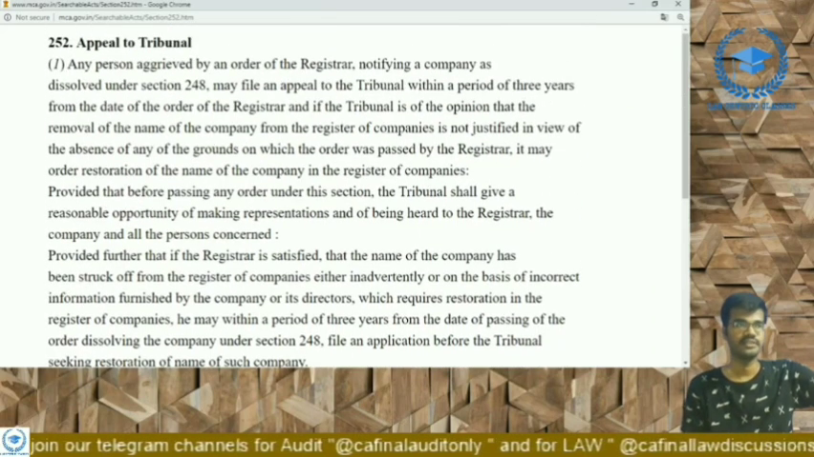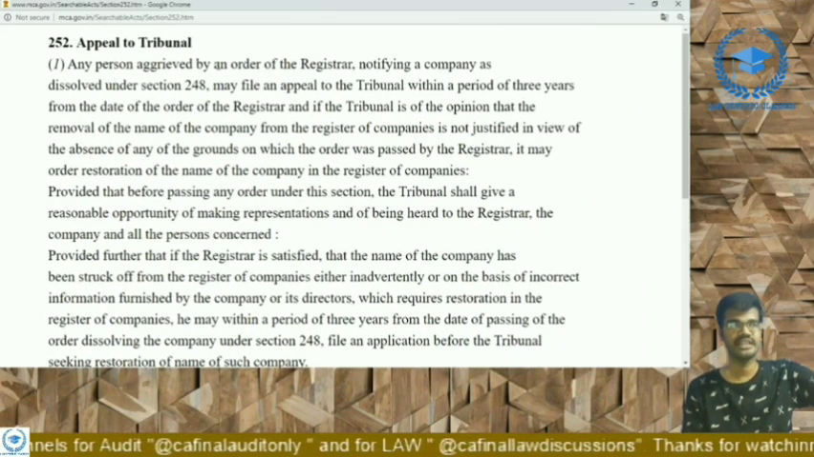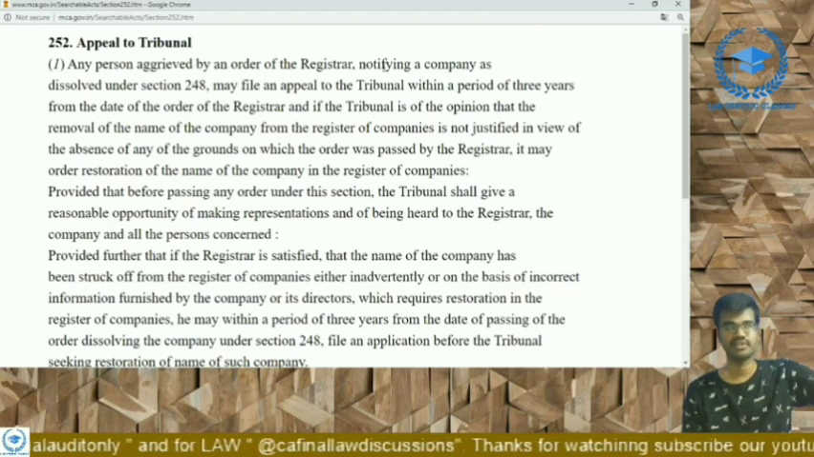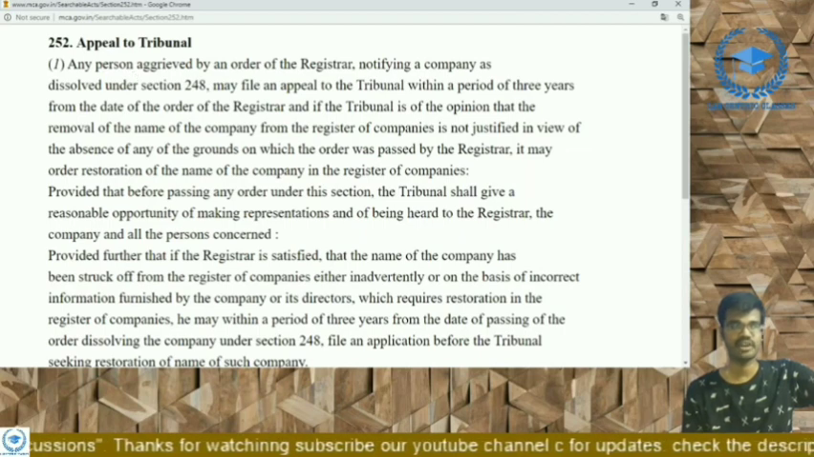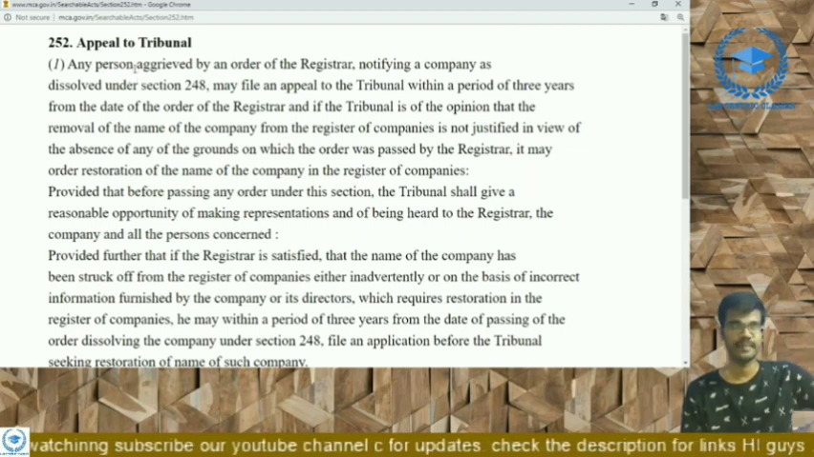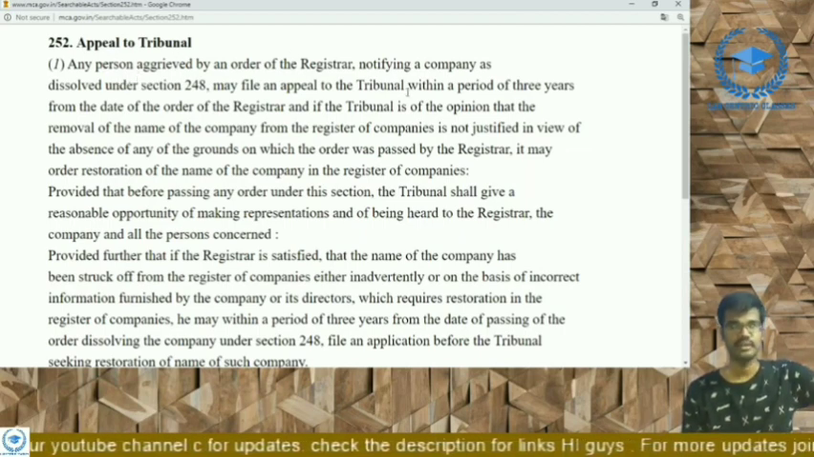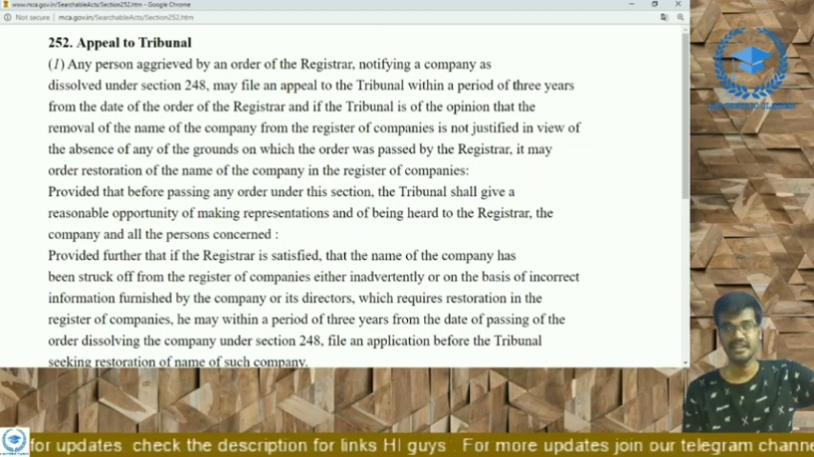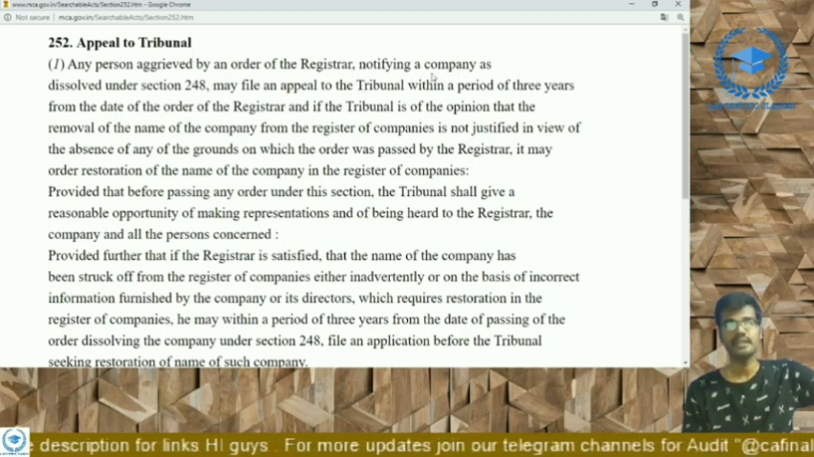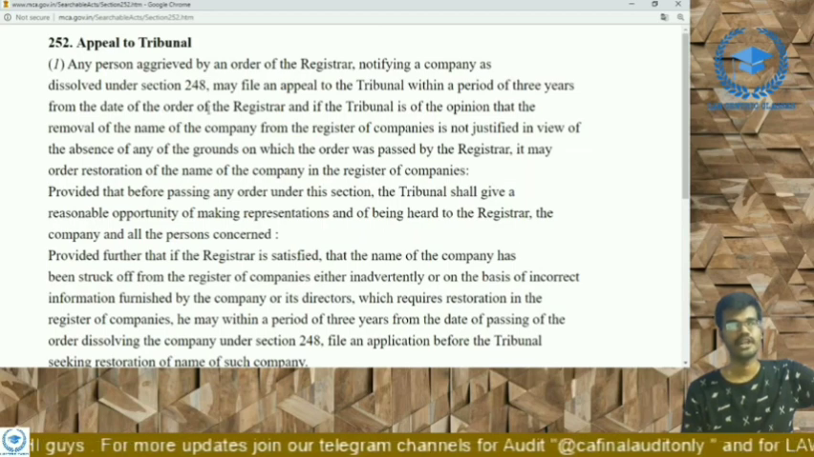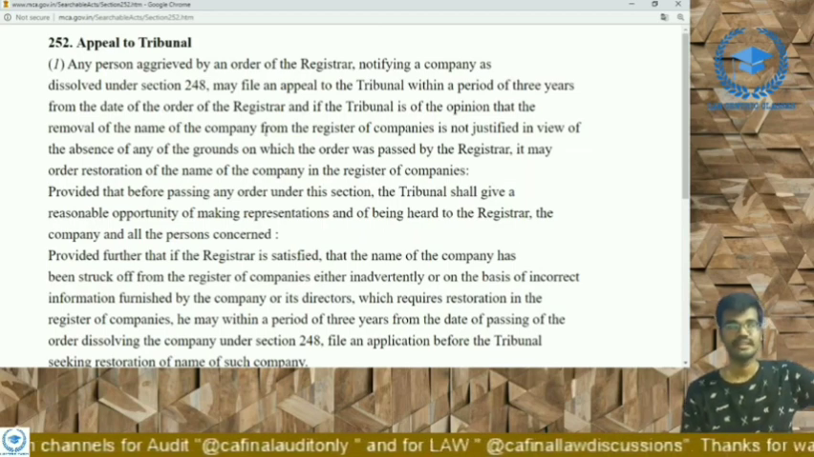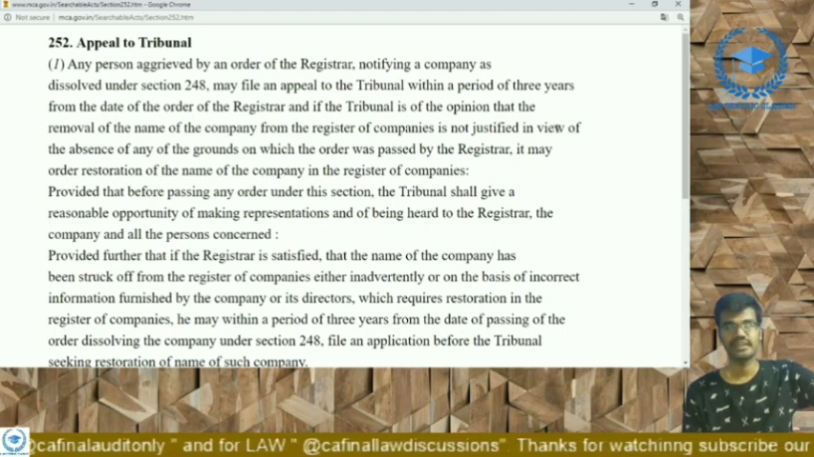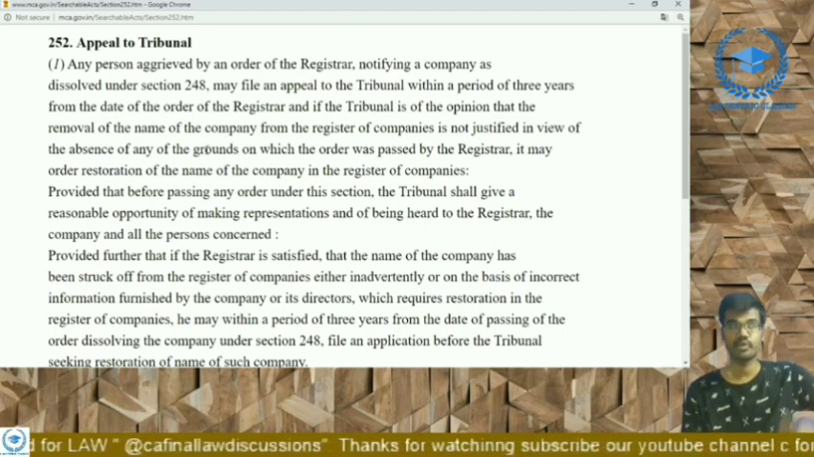Appeal to the tribunal. The Bare Act is if any person aggrieved by the order of the registrar notifying a company as dissolved under section 248, means if any person is aggrieved by the order of registrar, that is the first appeal point. Any person aggrieved, registrar make an appeal to whom? Tribunal within 3 years. Any person aggrieved, tribunal 3 years from the date of order of registrar. If the tribunal shall be of the opinion what? That the name of the company or the registered are not justified in the view of the absence of any grounds, means the 4 grounds we have discussed, right?